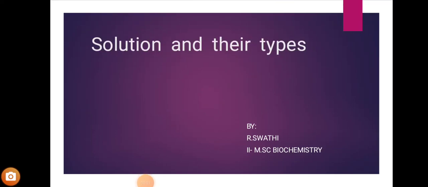Hello everyone. Today we discuss the topic: solutions and their types. First, what is a solution? A solution is a mixture of solvent and solute. It is called a solution, and its types are mainly divided into three: one is true solution, another is colloidal solution, and the third is suspension.